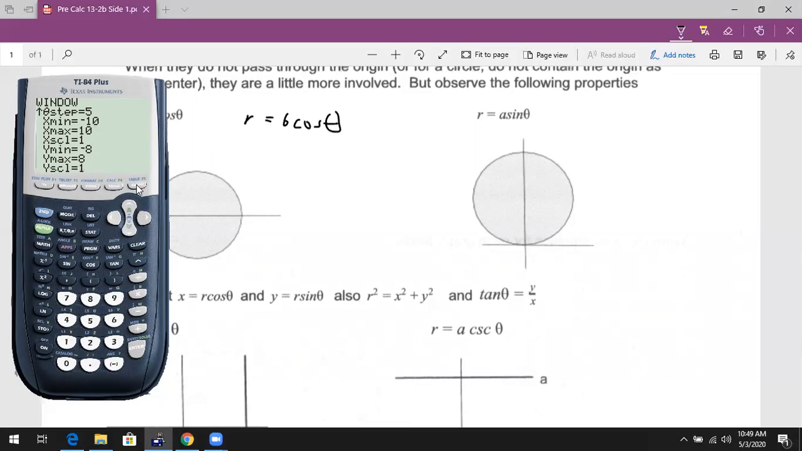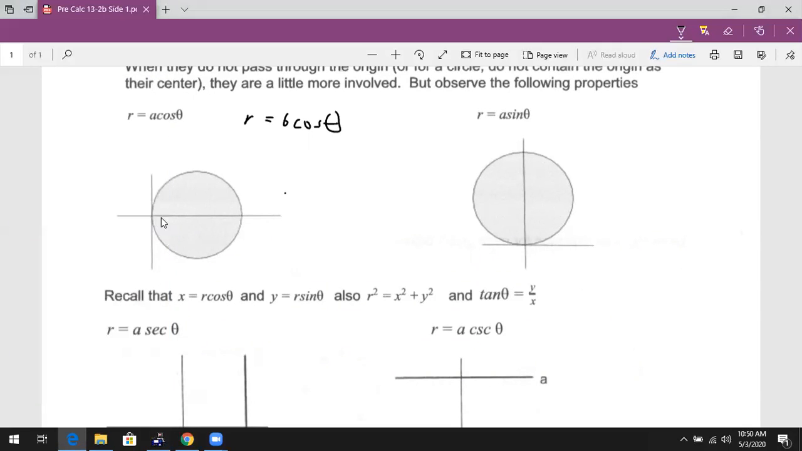Now go ahead and graph this, and you see that we end up with a circle that has a radius of 1, 2, 3, or a diameter of 4, 5, 6. So this 6 is sitting right here. And because it's cosine, it goes to the right of the y-axis. So right here, this is your A value.